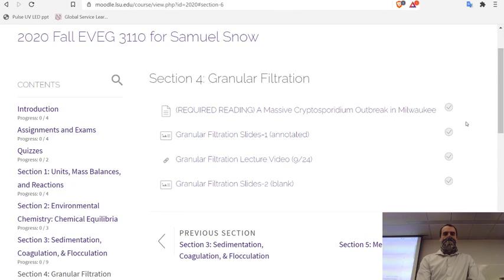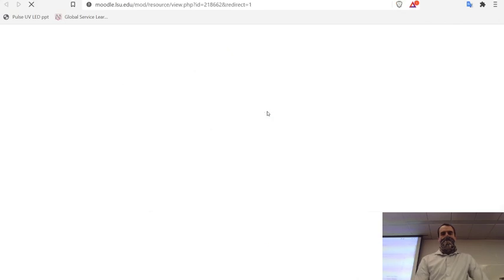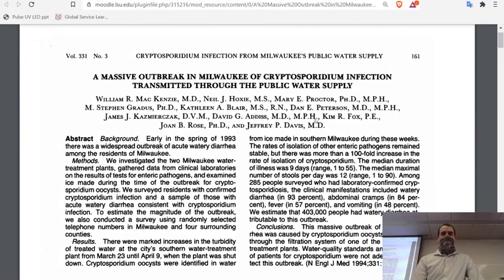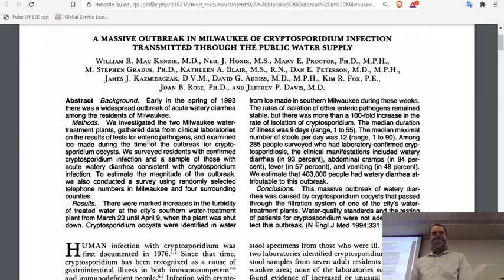I'll show you here. I posted it here. We've got this required reading, massive cryptosporidium outbreak in Milwaukee. This is from 1993, and this event had several issues. There were filtration issues, granular filtration issues, that ended up leading to a large amount of this cryptosporidium, these spores. It's a resistant pathogen, resists chlorine pretty well, and we didn't know a lot about it, but it ended up sickening an estimated 403,000 people.